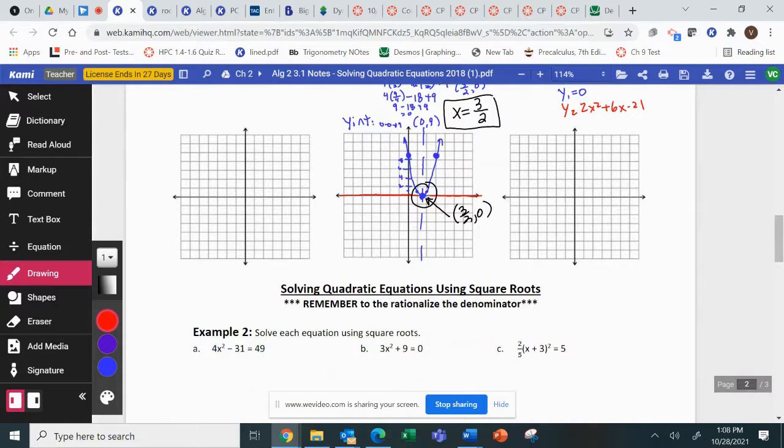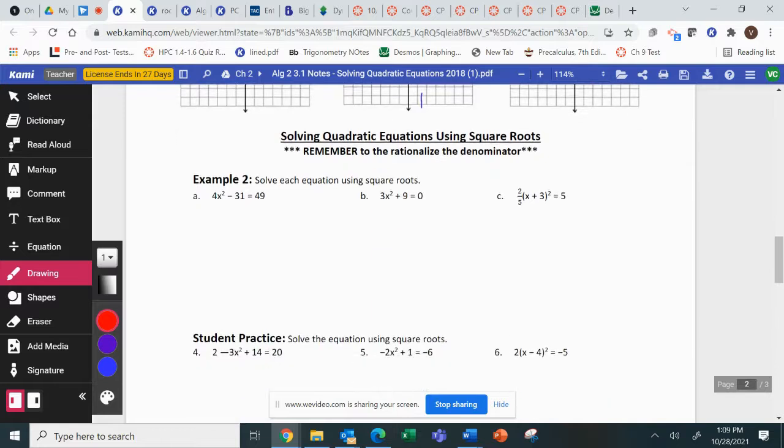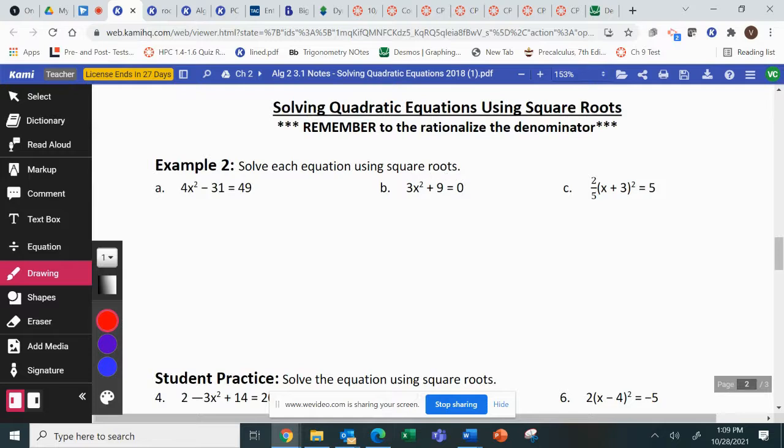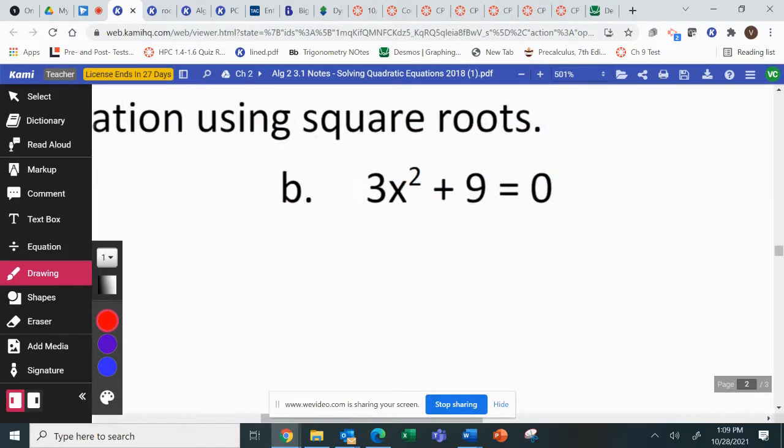You will practice 4 of them in your homework, but that's it. We're not going to do a ton of it. We will, however, do a ton of the rest of the methods. So our next method that we're going to learn is like our only other method we're going to learn today is using square roots. So this is going to look like an equation, like look at B. It looks a lot like what we were just solving. There's one side, it says equals 0. Okay, it's an x squared.